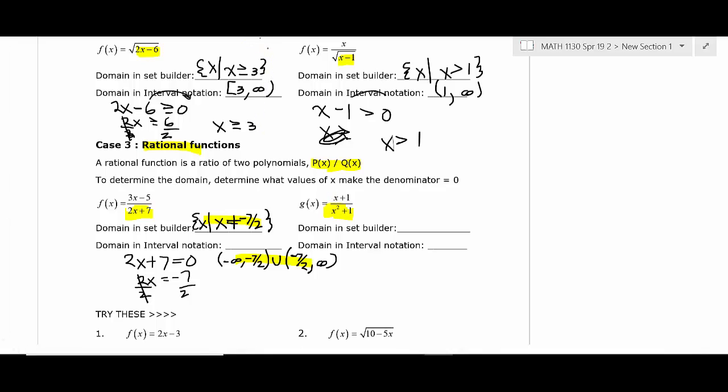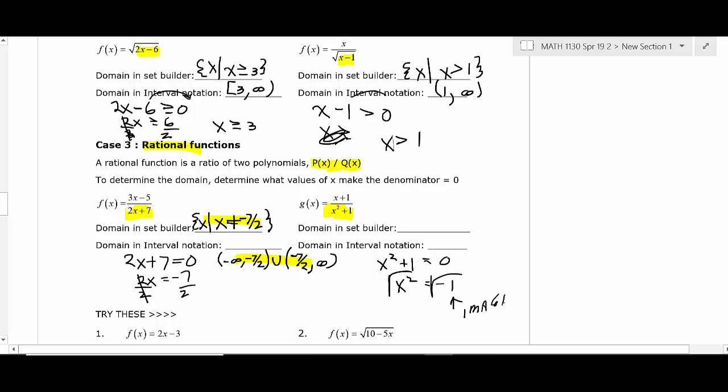You could do this in your head, or I'll show you what else you could do. You could go x squared plus 1 equals 0, just like we did the last problem. Then subtract 1 from both sides, then take the square root of both sides. Well, what's the deal? That's imaginary, and we're not looking at imaginary numbers. So that means the domain is all real numbers. We would say set of x, x is a real number. And in interval notation, all real numbers is negative infinity to infinity.